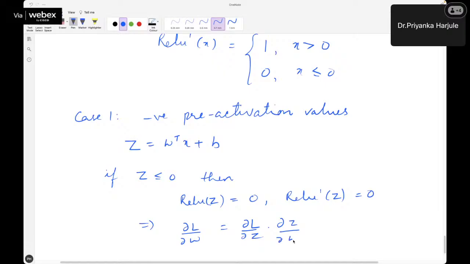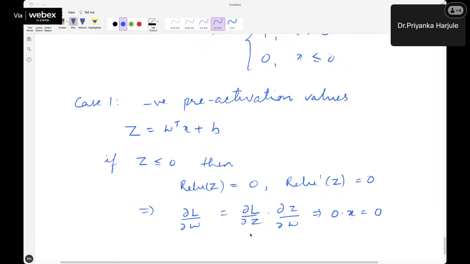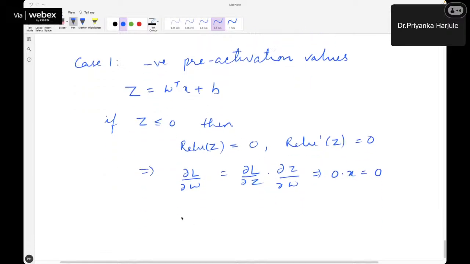So del z upon del w will imply 0 dot x, which is 0. So there is no update to the weights. Okay. So if this keeps happening, the neuron is dead because always the output is 0 and it never updates.